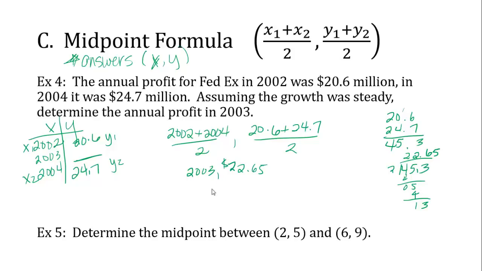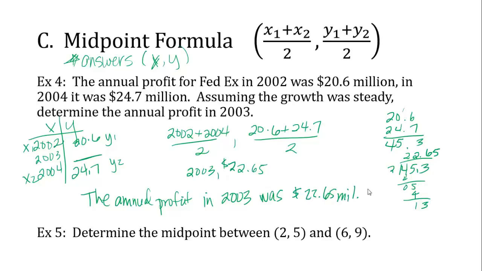So any word problems you do in here, we're going to answer in a complete sentence. Doesn't have to be long. Just say the annual profit in 2003 was $22.6 million. And that's all you have to say, but you definitely need to show the work to prove your answer.